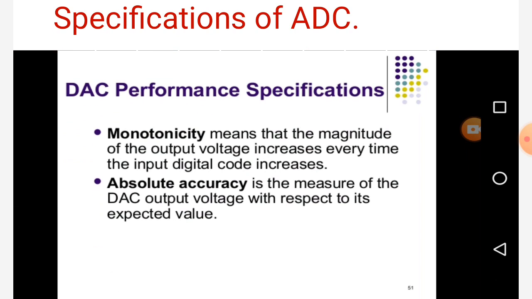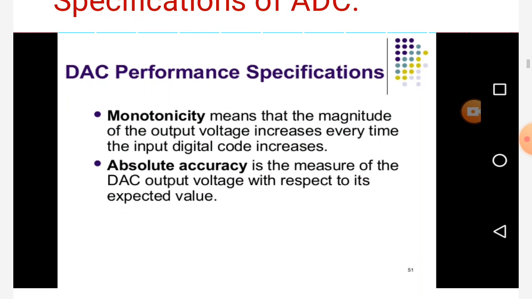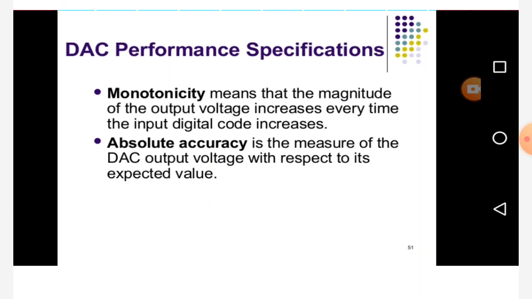Then list the specifications of A to D converters. In that, monotonicity means that the magnitude of the output voltage increases every time the input digital code increases. Absolute accuracy is the measure of the DAC output voltage with respect to its expected value.